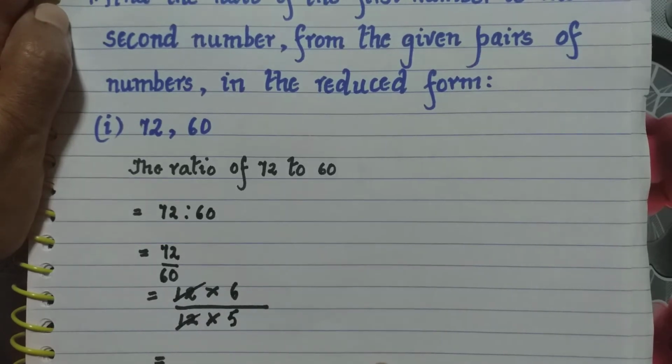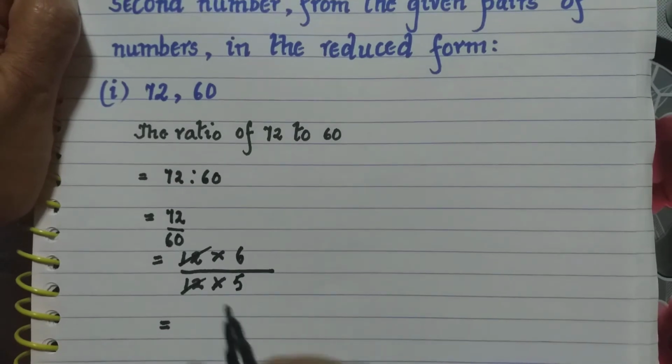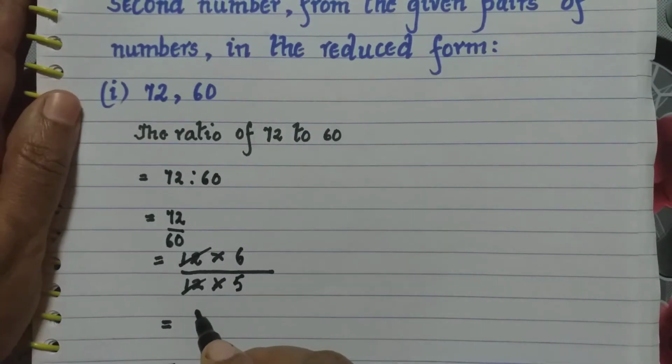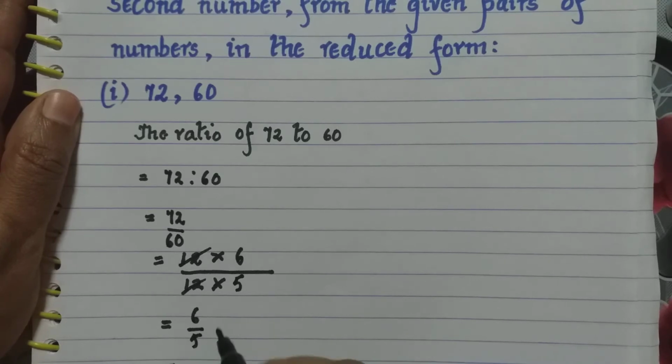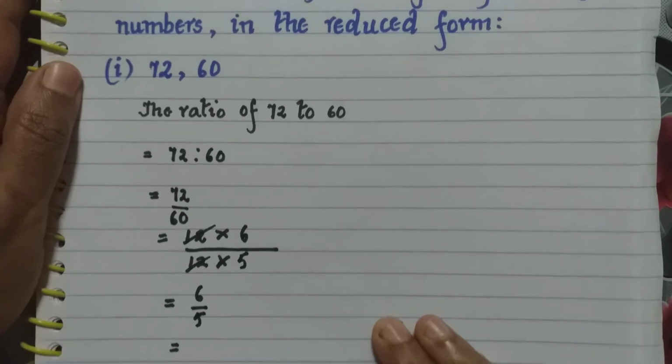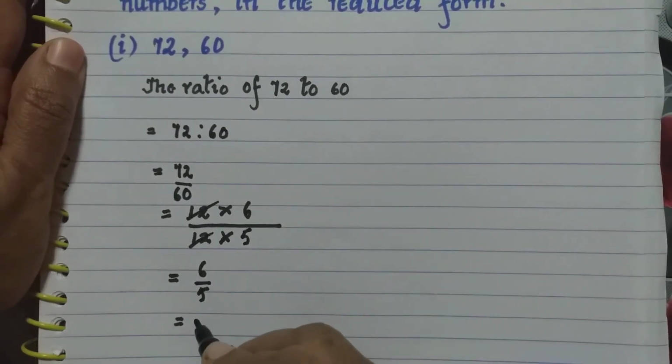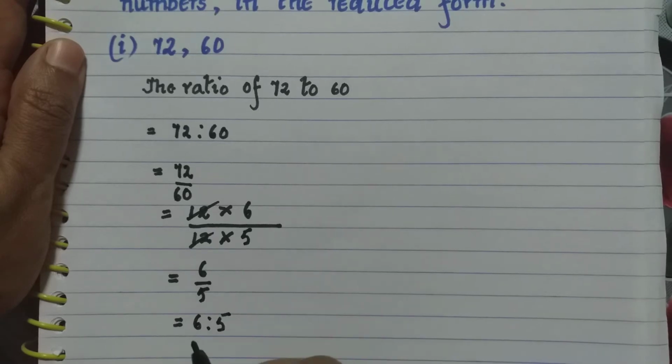So, what is left now here? It is 6 upon 5. And we have to write it in the form of a ratio. So, we write it as 6 is to 5.